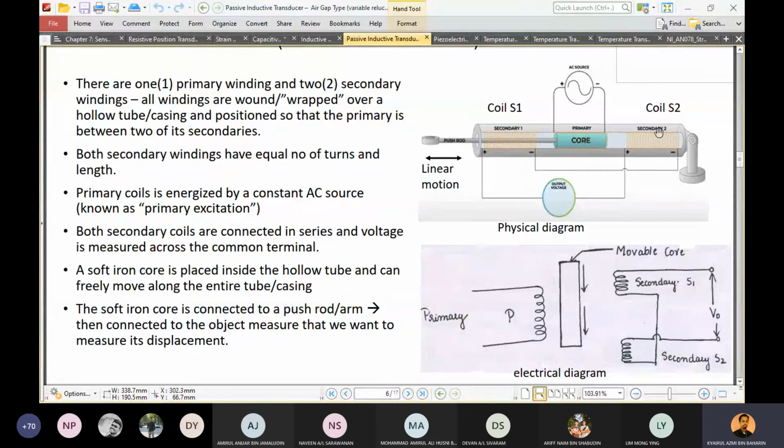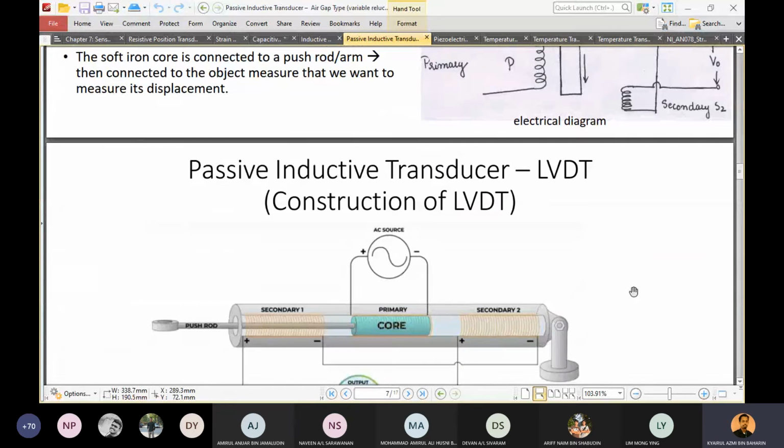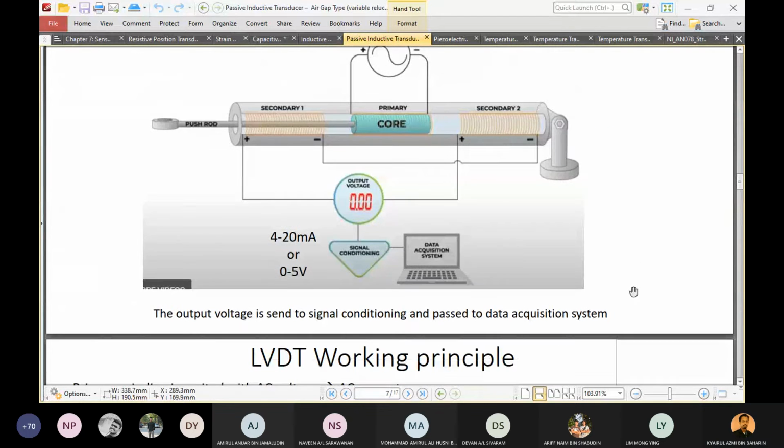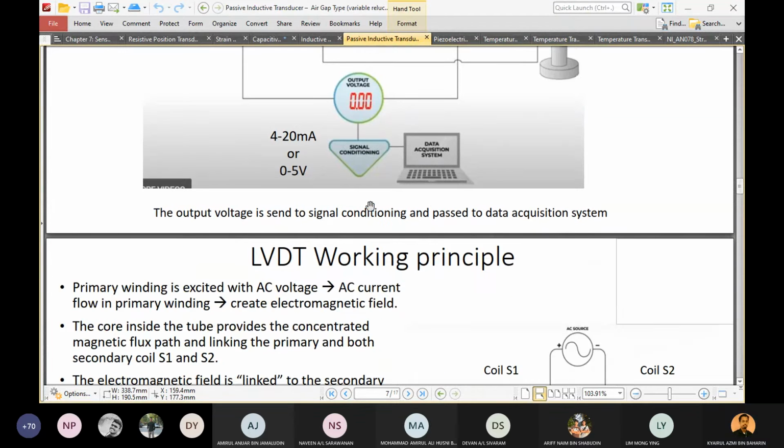Similarly, when the core passes to secondary 2, we also see some changes here. Basically, it detects the movement based on how the movement of the core changes the magnetic flux generated in the inductor. That's the basic principle of the LVDT. This is the initial condition where the core is at the center, so the output voltage is 0.